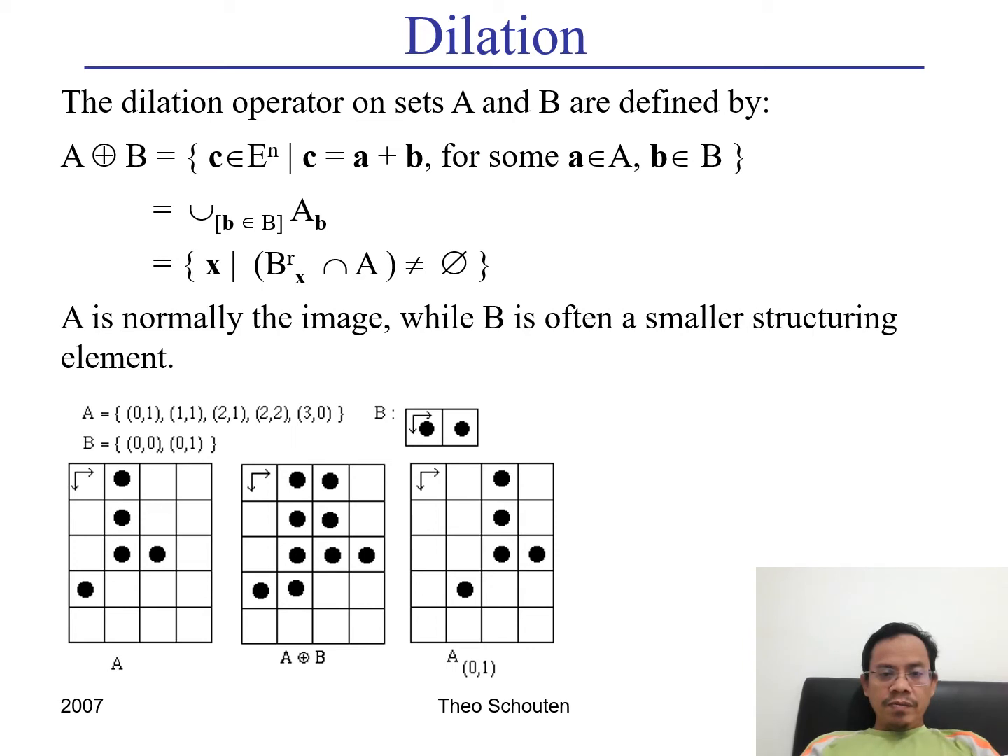So when we perform dilation, this is the output image of the dilation. It means pixel values are added to the original image A. That is the operation of dilation. We will see more examples and more explanation.